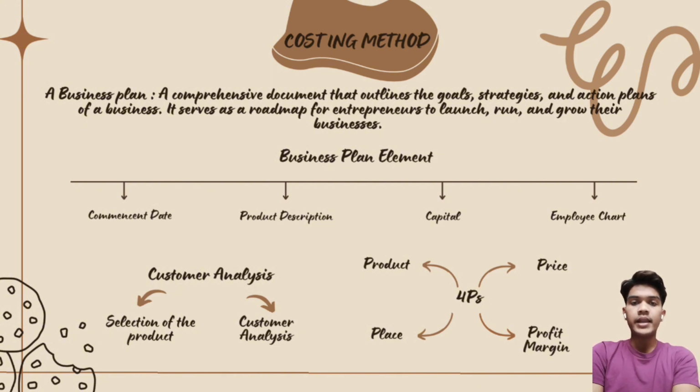Apart from those elements, the business plan also includes 2 other items, namely customer analysis and 4Ps. The customer analysis is divided into 2 sections, which are selection of the product and customer analysis. Meanwhile, the 4Ps consist of product, place, price, and profit margin.